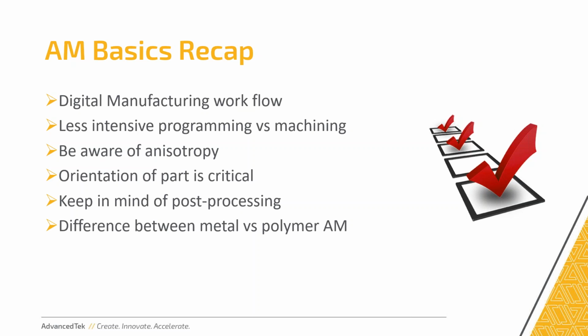How we orient our part is really critical to the success that we're going to have with 3D printing. And then just keep in mind the differences between metal and polymer systems, and that the post-processing is usually more significant than other methods to get your parts production ready in some cases.